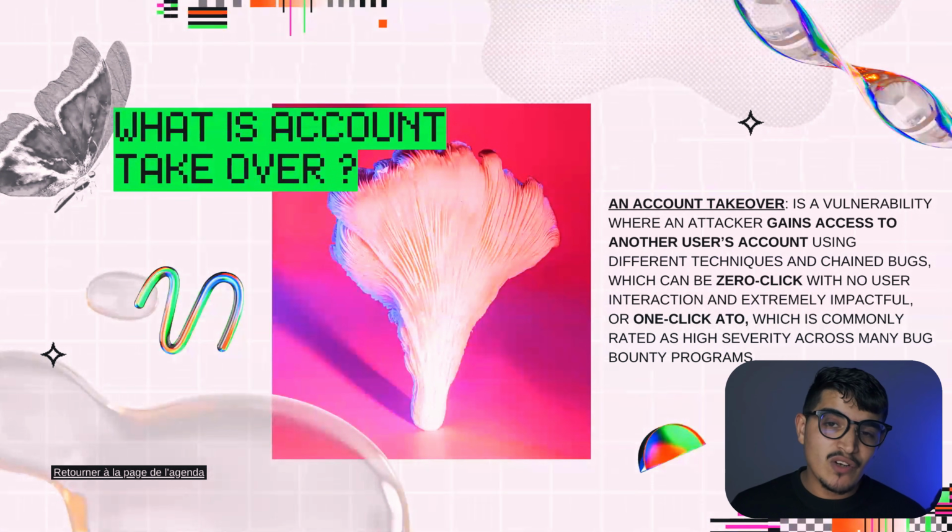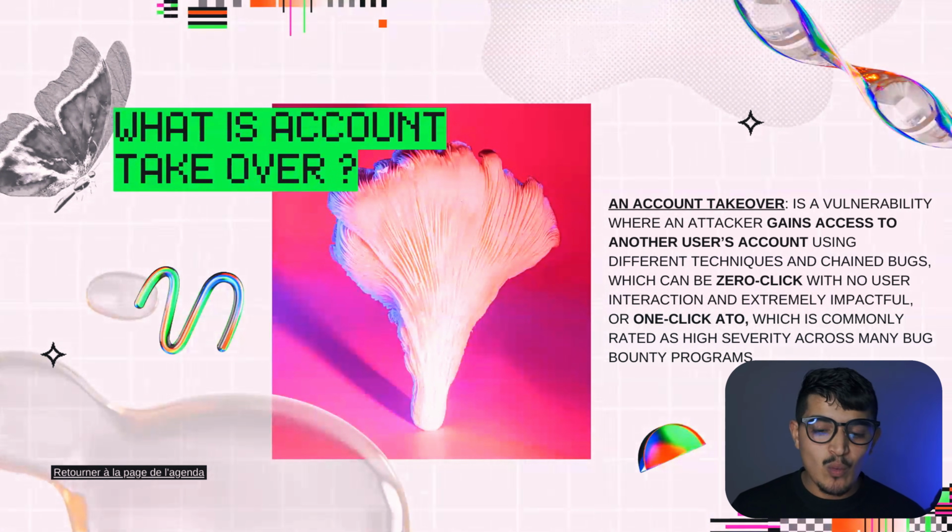That's what I mean by user interaction. But with zero interaction, which is the most impactful bug, you can hack anyone on the platform by just using some simple technique, maybe trying to bypass the rate limit. There are a lot of ways you can actually do a 0-click account takeover. There are two types of account takeover: a 0-click and a 1-click account takeover.